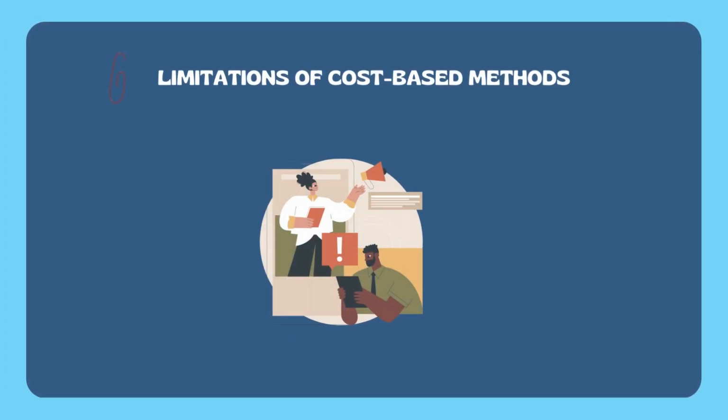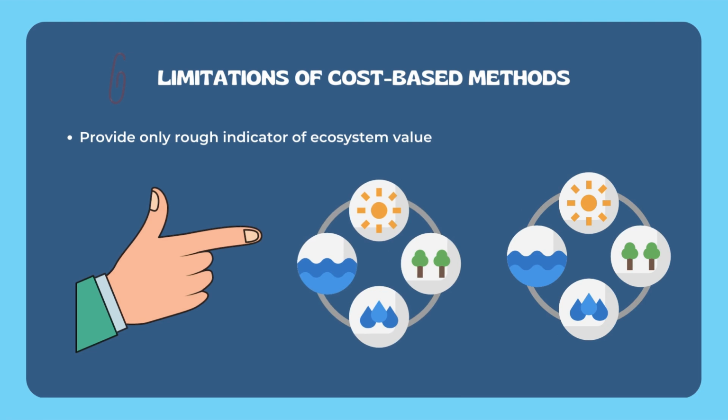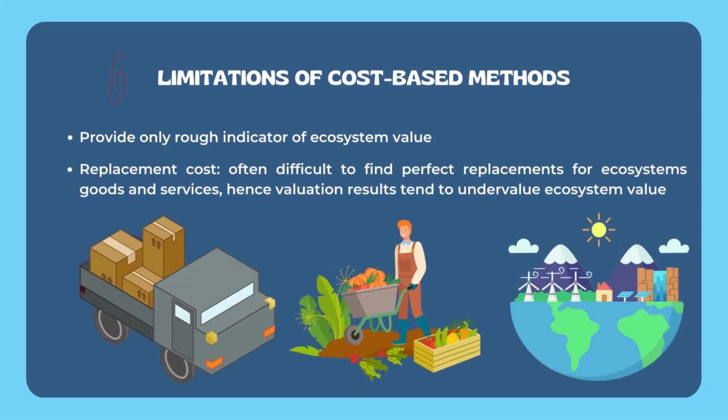While it has so many advantages, the cost-based method has a lot of limitations as well. First of all, it gives you only a rough indicator of economic and ecosystem value. It doesn't give you a real value, and it is really tough to get a real value through this approach. Then replacement cost is often difficult, as it is hard to find a perfect replacement of the ecosystem. For example, the goods and services, how best they can be replaced. Hence, this valuation also sometimes results in under-evaluating the economic value.